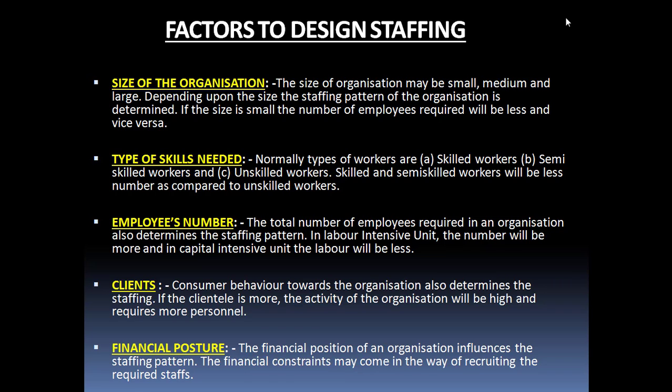Now the third is employees number. The total number of employees required in an organization also determines the staffing pattern. In labor intensive units, that is in organizations where there are more laborers rather than machines, the number will be more, right? Because there are fewer machines, so more laborers or workers will be required in such organizations. But in capital intensive units, that is in organizations where there is more machinery, obviously the requirement of laborers will be less because more work will be done by the machinery. So based on these types of organizations, whether the organization is labor intensive or capital intensive, the staffing pattern can be designed, right?